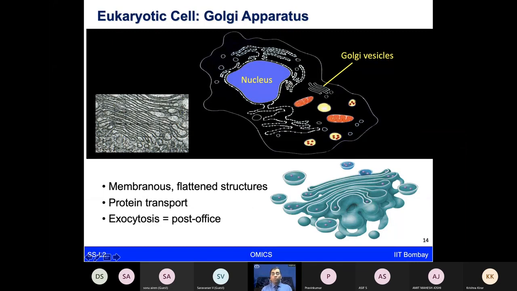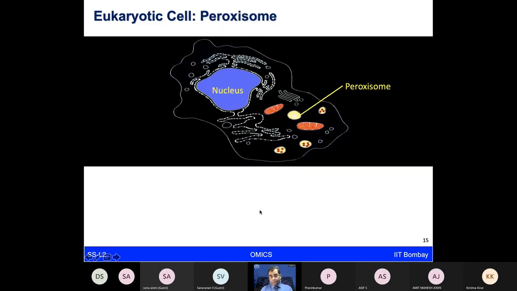because the protein now has to move from this cell outside. So there has to be some sort of post office here. That process is known as exocytosis. Please do not worry about terminology. Exo means going out, cytosis means of the cell. So now the Golgi vesicle will help these proteins to be transported from one cell to another cell.